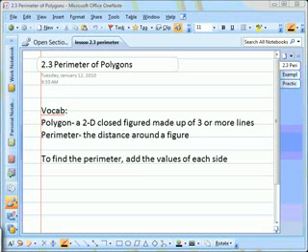We're working on perimeter today, and perimeter is something that everyone's done in previous years, back in 7th, 8th grade, even 6th and maybe 5th grade. A couple of vocabulary words we want to talk about.